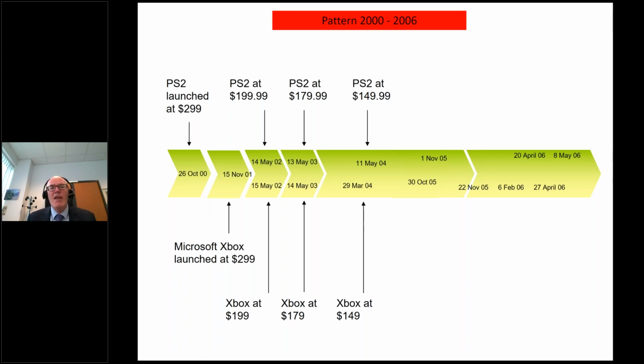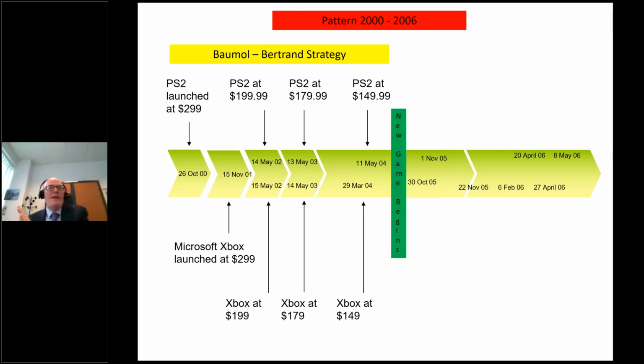So this is a game in a price war, and that's known as a Baumol type, where managers tend to basically compete on prices. We talk about a Baumol type playing a Bertrand strategy, okay? And after that, it was observed that a new game began.